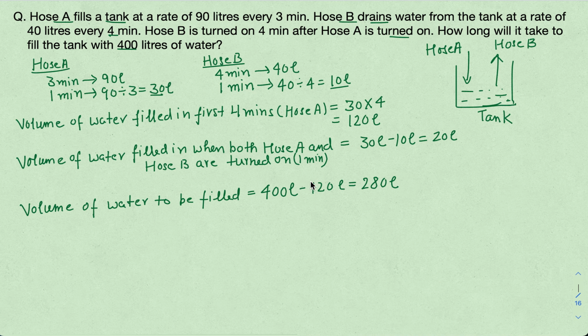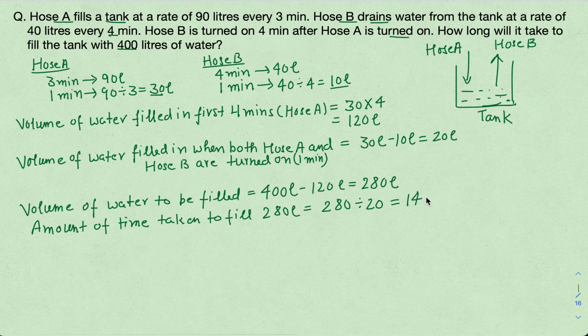So initially in 4 minutes we have already filled 120 liters of water into the tank, and after both hose A and B are turned on, now we can fill only at the rate of 20 liters per minute, right? And we need to fill another 280 liters. So what do you think, how much time will we take to fill this amount? So let's calculate it. The amount of time taken to fill 280 liters would be 280 divided by 20, right? It will be 14 minutes, right? So the last 280 liters will take 14 minutes to fill.